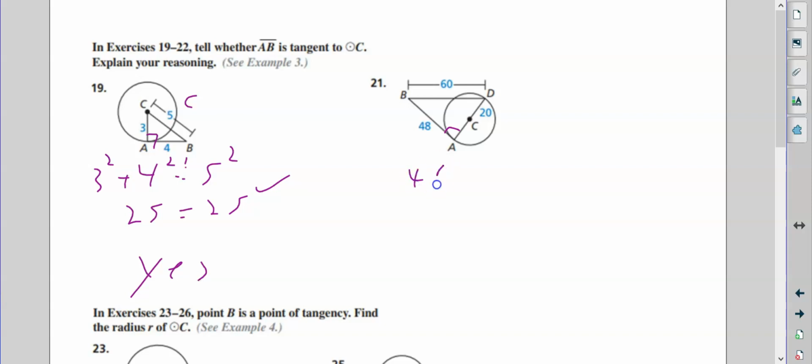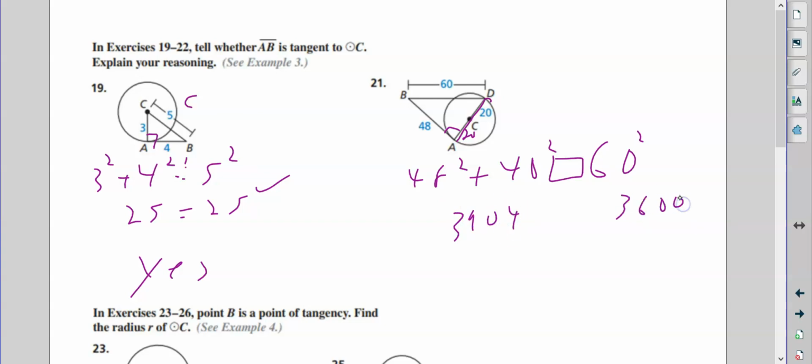On 21, we're going to do 48 squared plus, be careful here, I almost did it. 20 is the radius, so this is also 20. So this entire line here is 40 equals 60 squared. And again, this is a question mark. If you want to, you can also just put an empty box because we don't know if it is. Your choice, right? When we do that, we get 3904 and 3600, which is clearly not equal, so the answer is no. BA is not tangent to that circle.